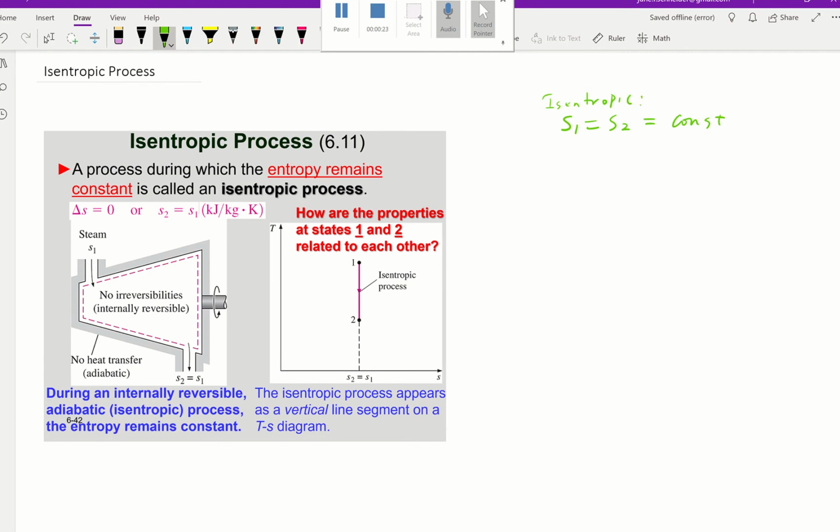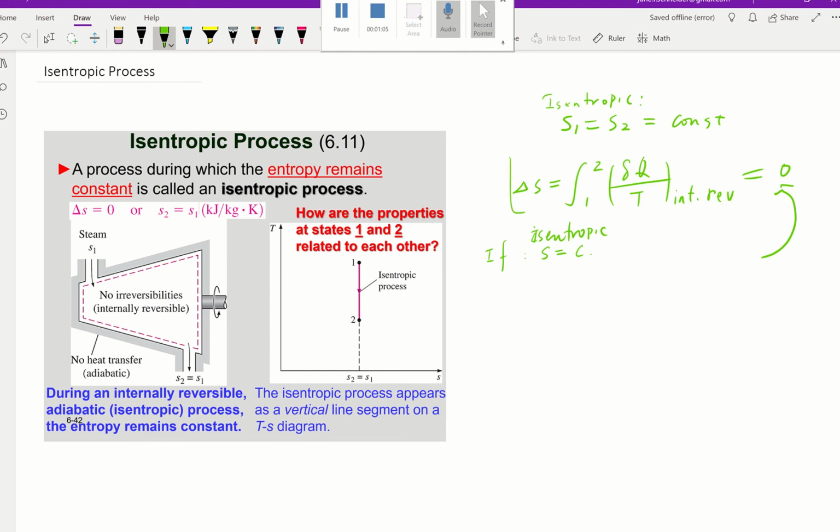S1 equals S2. And let's go back to our original equation for entropy change. We have delta S equals the integration, right? Integration from state 1 to state 2 of heat transfer over temperature, and that has to be an internally reversible process. And if it is an isentropic process, if S is a constant, then in that situation we know delta S is going to be equal to 0.